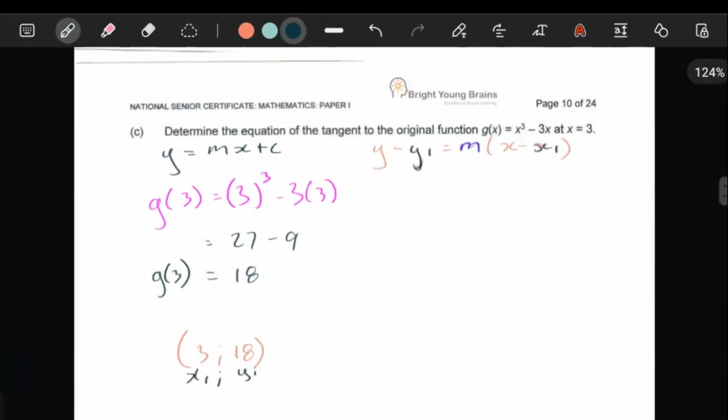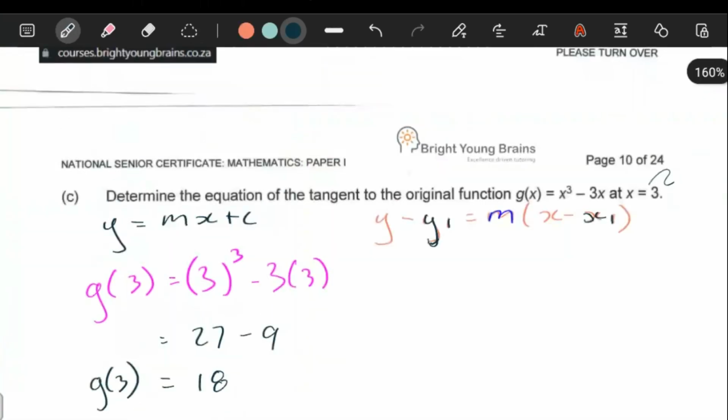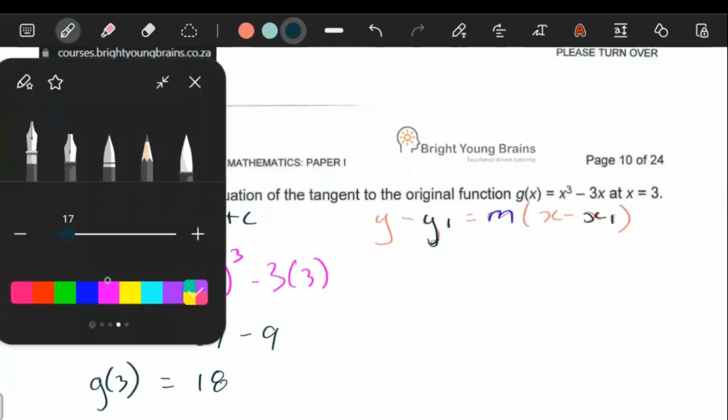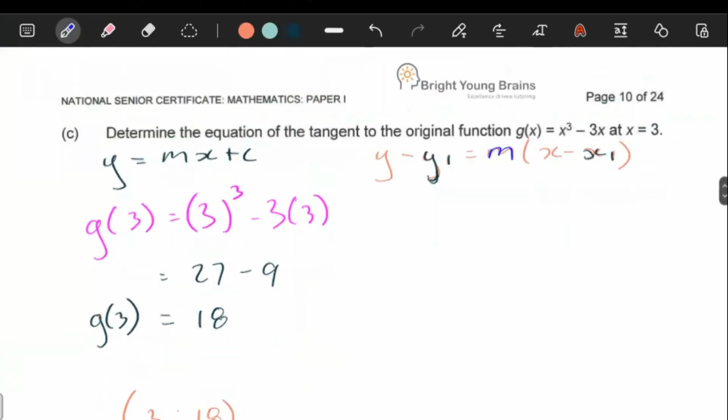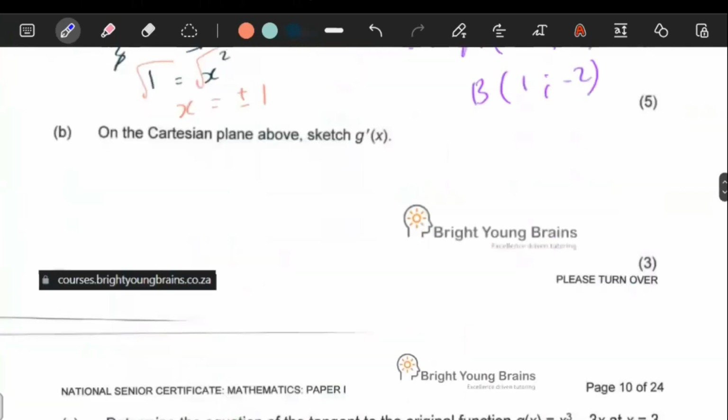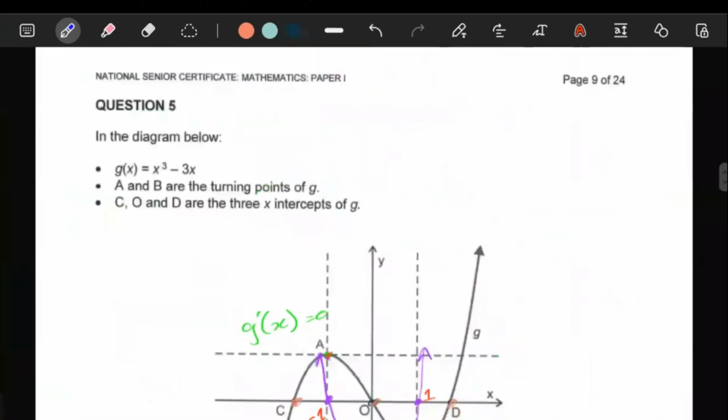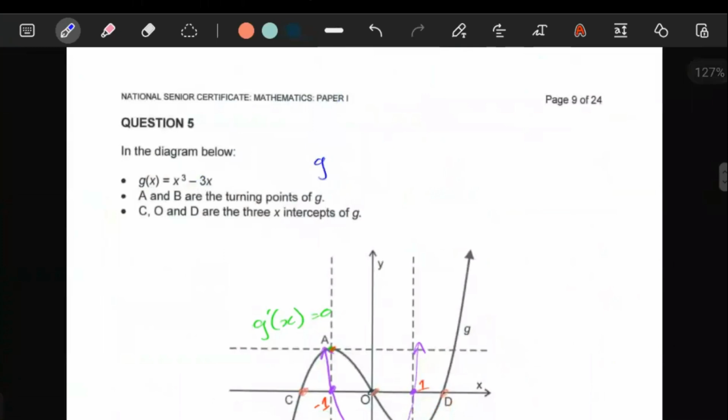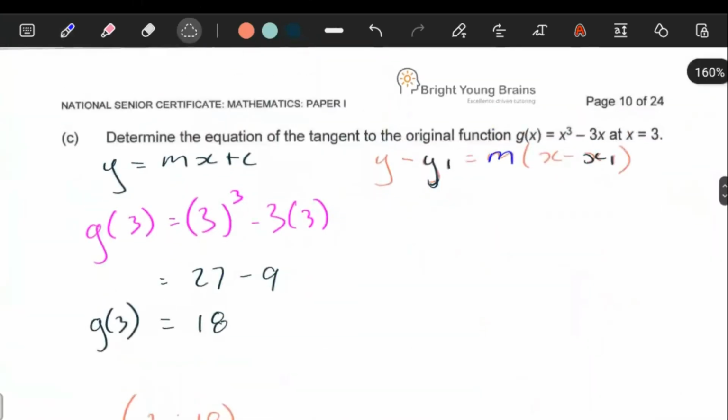For us to find the gradient, we need to find the gradient where x is 3. We can use the first derivative of our cubic function, because the first derivative is a gradient equation. This is 3 times the value in front, so 3x squared, and then the 1 times -3 gives -3. So this is your first derivative, which is the gradient equation.